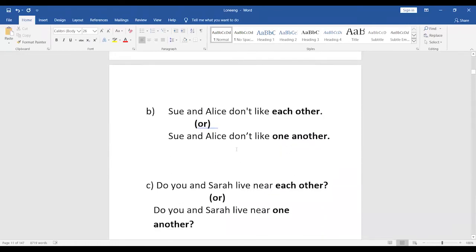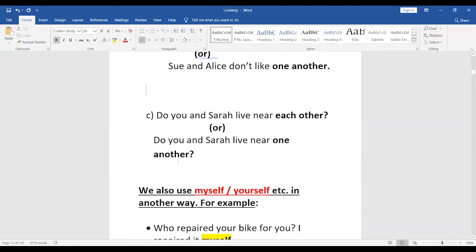Let's take another example. Sue and Alice, Sue is the name of a lady. Sue and Alice don't like each other. And you can also say the same thing. Sue and Alice don't like one another. Both are grammatically correct. Okay? One more example. Do you and Sarah live near each other? And you can also say, do you and Sarah live near one another? Again, both these sentences are right. I want you to practice with your own words as to where you can use each other, where you can use one another. Remember, in one sentence, you could just use any one of your choice. Okay? Now, we can also use myself or yourself in another way.